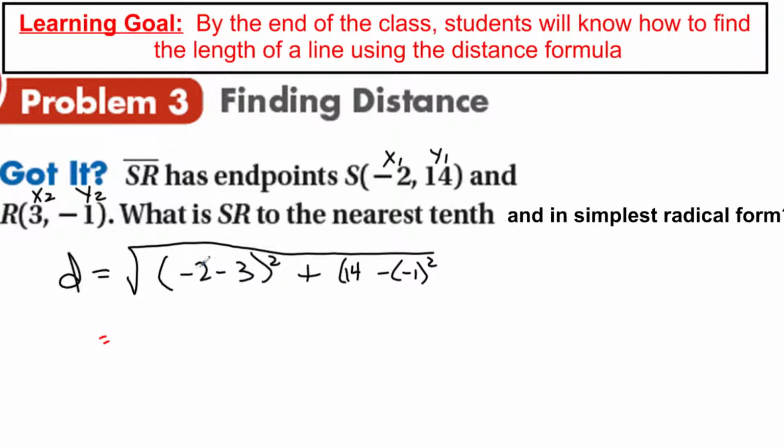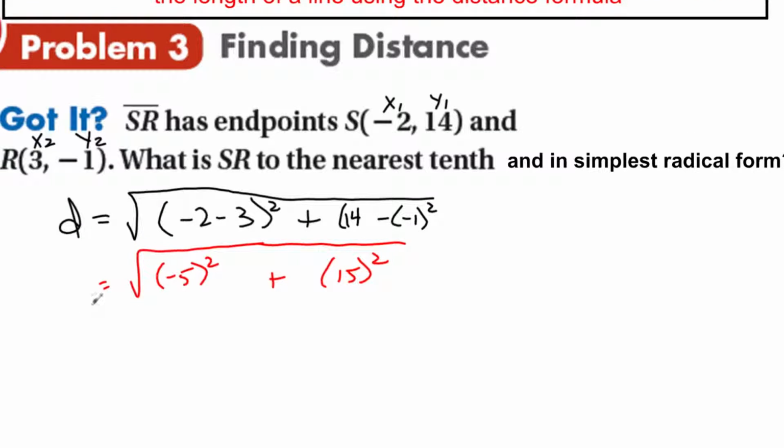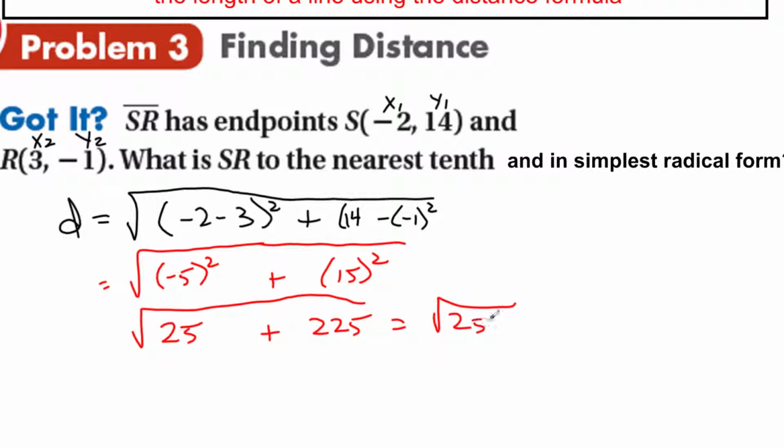So I'm going to simplify each of these. Negative 2 minus 3 is negative 5 squared. Okay. 14 minus negative 1 is 15 squared. And there's a big square root over all of this that we'll do at the end. Okay. So let's keep going. Negative 5 squared is 25. 15 squared is 225. Still big square root over all these. So when I add these together, I'm really saying it's the square root of 250.